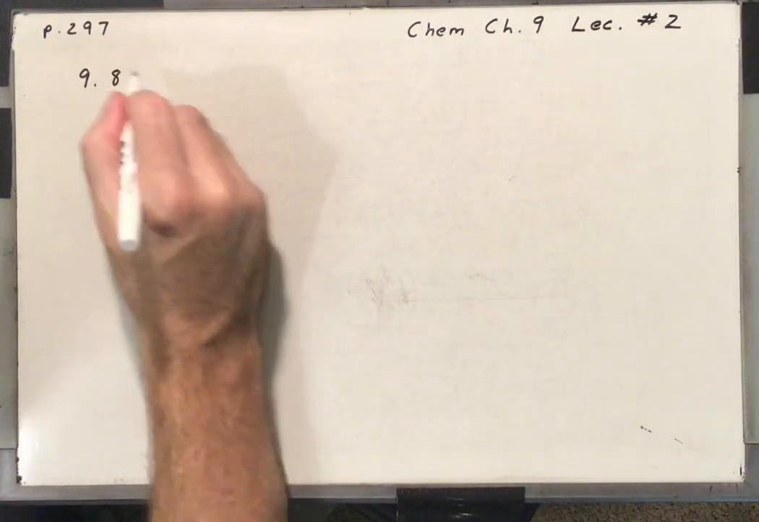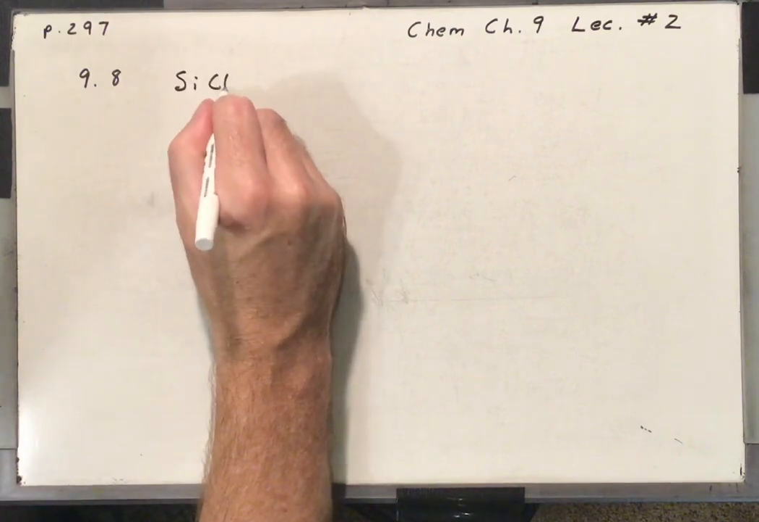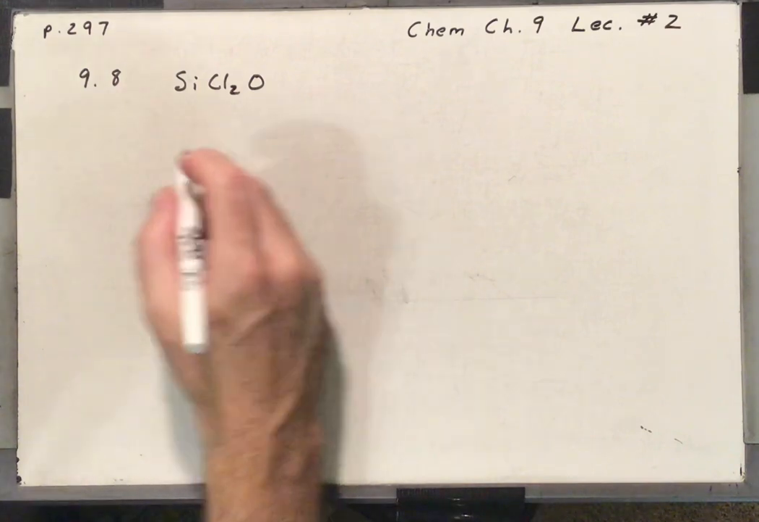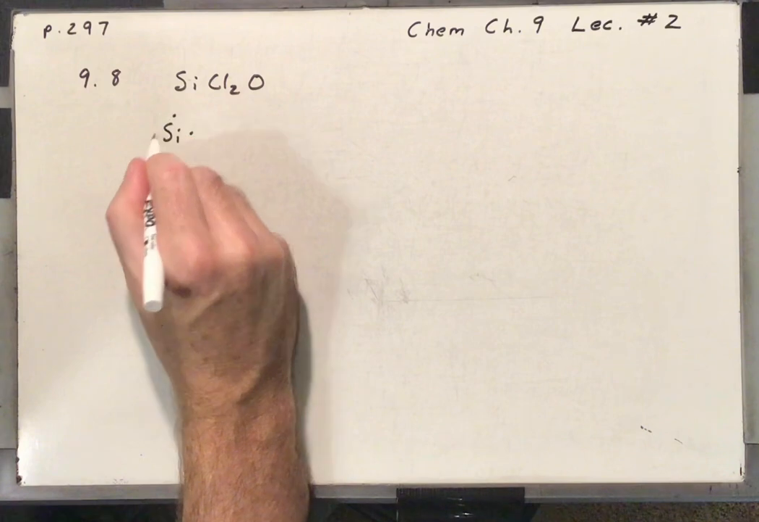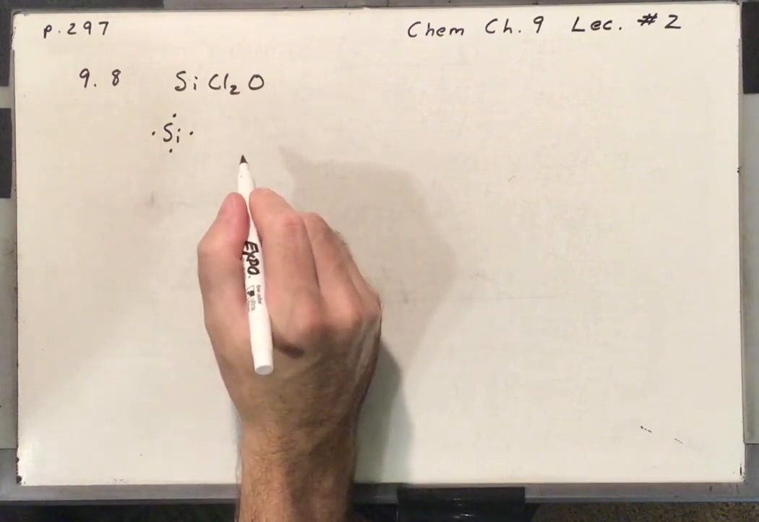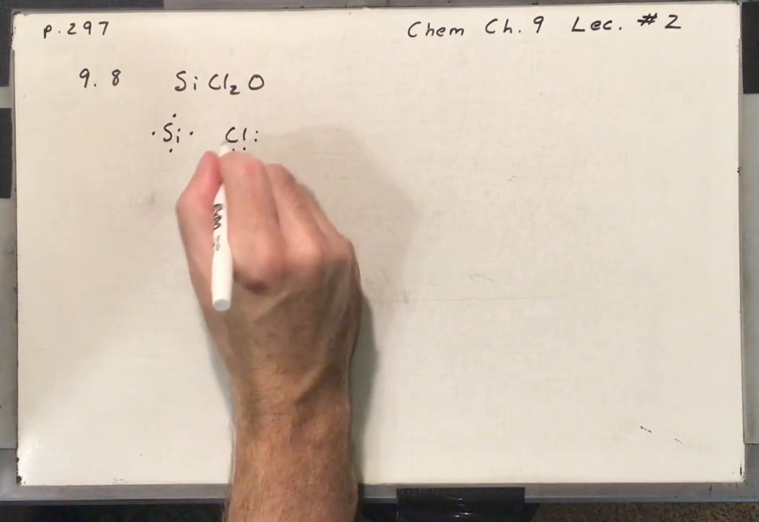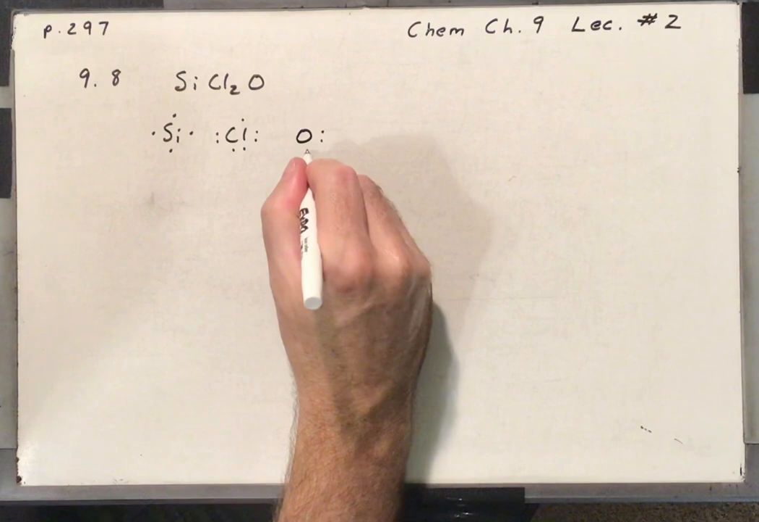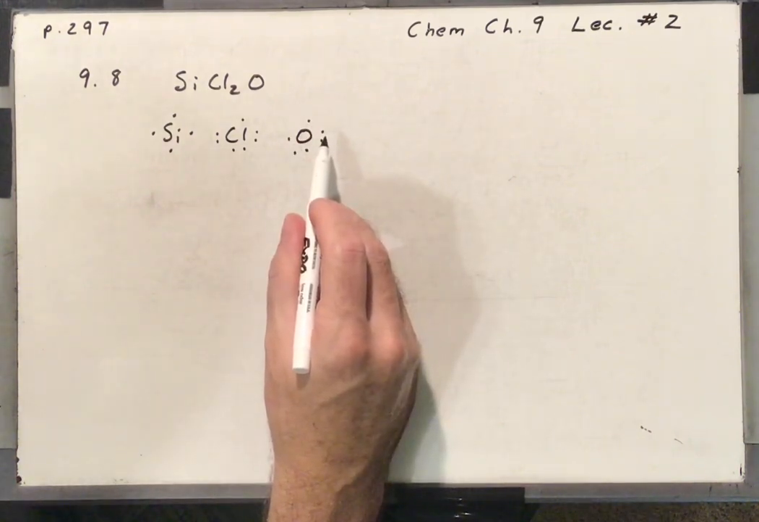All right, for this one we have SiCl2O. Silicon would be the central atom because it has only 4 valence electrons, has the most unpaired. Each chlorine, as you know, because we've drawn it so many times, has 7 in column 7. Then oxygen is in column 6, so 6 valence electrons.